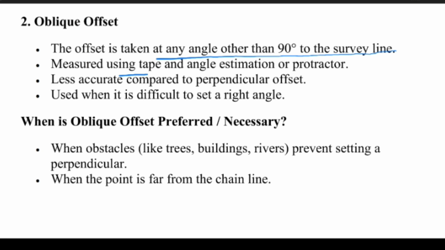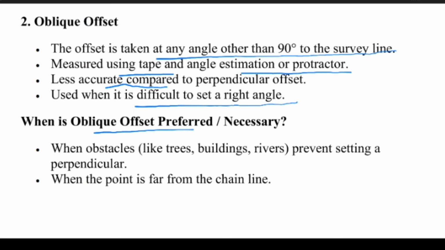You can measure with the help of the tape, angle estimation and protractor, and find the point using oblique offset. Compared to the perpendicular offset, it is much less laborious, whereas the perpendicular offset is difficult because making a right angle is hard. It is not exactly 90 degrees, you cannot make a right angle.